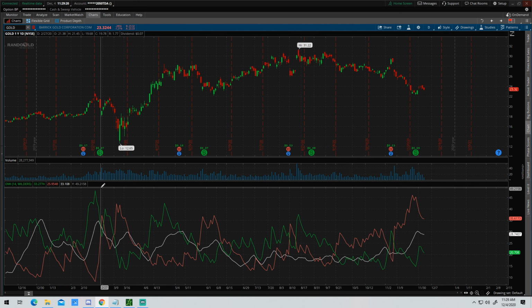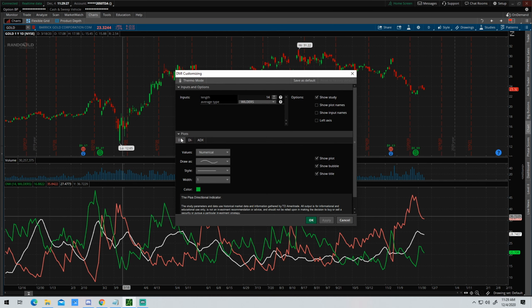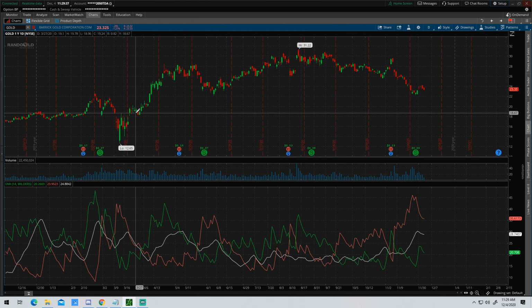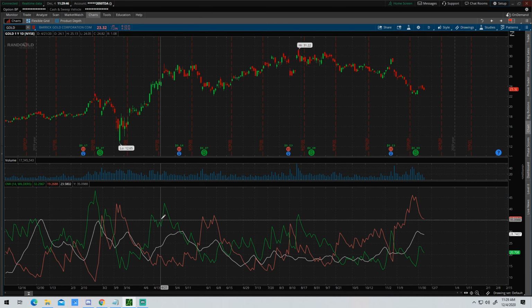So the examples we're going to have right here, I'm going to be going over gold. Okay, I'm going to show you what I have everything set on. I have DI positive is green, negative is red. This is the average. ADX is the average directional index. So we're looking for crossovers. If we're bullish, all right, we're looking for a green, so a positive DI crossing average and negative DI, and then creating space, such as right here.